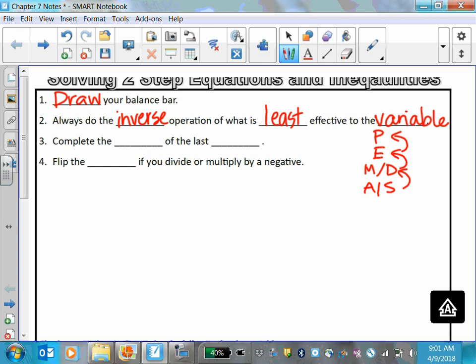And then once you've done that, you want to complete the inverse of the last operation. If it's two operations, you have to undo both operations. And then, this is only for inequalities. Remember, you flip the sign if you multiply or divide by a negative. If you multiply or divide by a negative, remember you've got to flip it. But that's back from chapter 2.